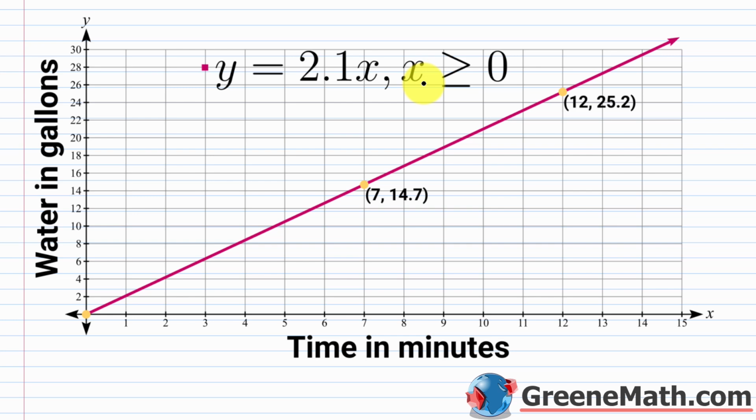We see here that we have a restriction. Again, you don't have to write it in this section. It is obvious to everyone that x has to be greater than or equal to 0. You cannot take a shower that has negative minutes involved.